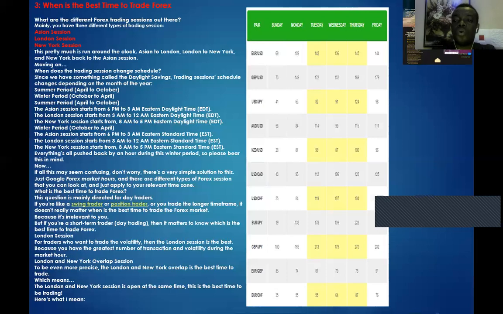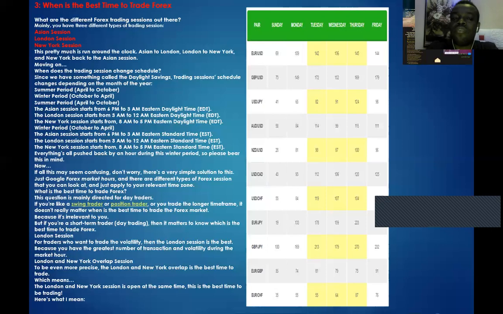And New York has a large number of people that trade the New York time zone and London time zone. So when these two time zones overlap each other, there is high volatility in the market. So this period is the best time to trade. The London and New York section is the best time to trade, if you ask me.